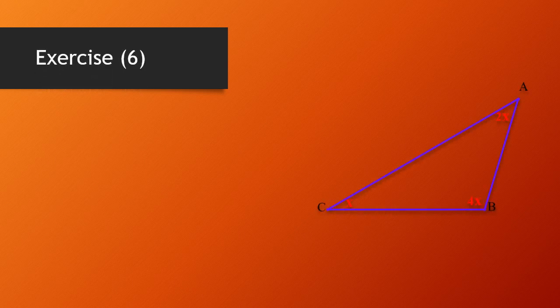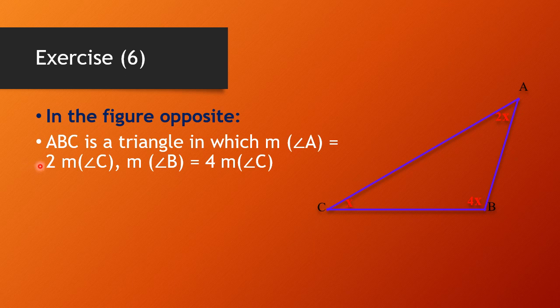Exercise 6. In the opposite figure, ABC is a triangle in which measure angle A equals measure angle C and measure angle B equals 4 measure angle C. Prove that measure angle B is obtuse. The solution.